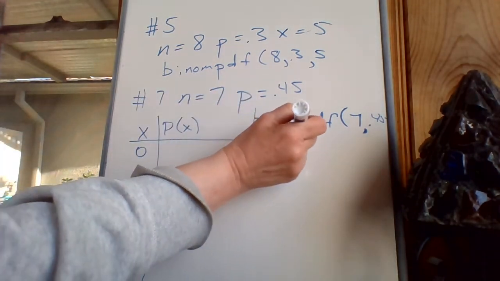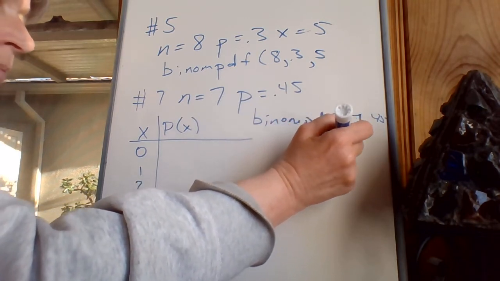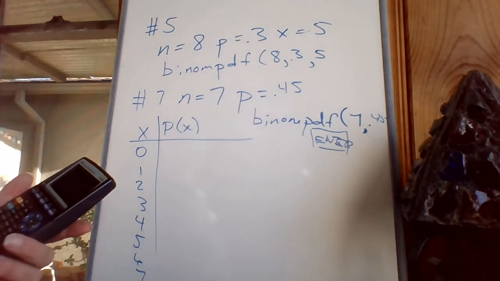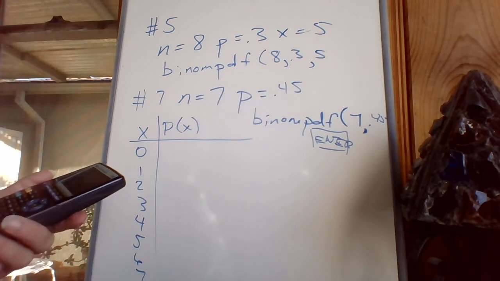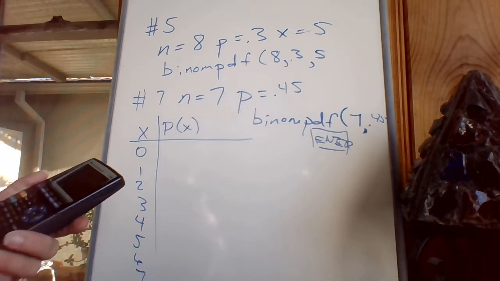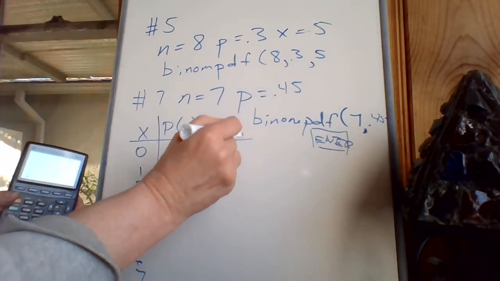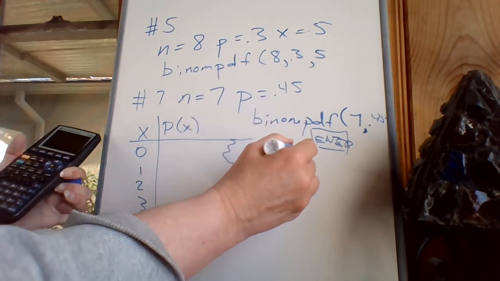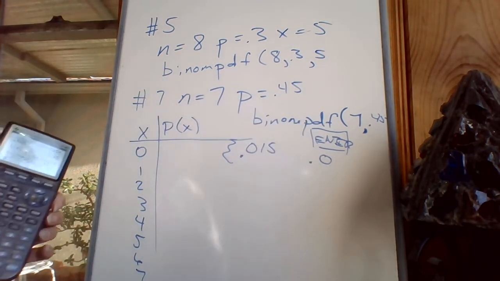Now, ordinarily, the calculator goes, oh, you didn't answer all the questions, I'm not going to help you. But in this case, the calculator instead actually gives you all the answers. Okay, so binompdf 7, 0.45, enter. My calculator, right underneath that, starts off with this curly bracket, and then it says 0.015 something, something, something, and then suddenly it starts in with 0.0. I can't see the next answer because it's run off the screen.